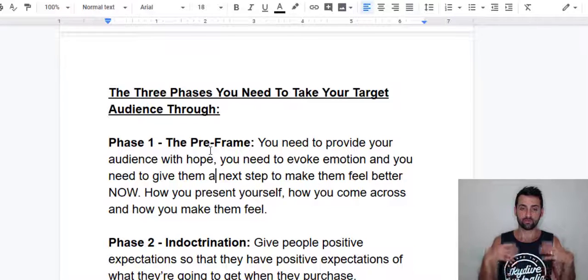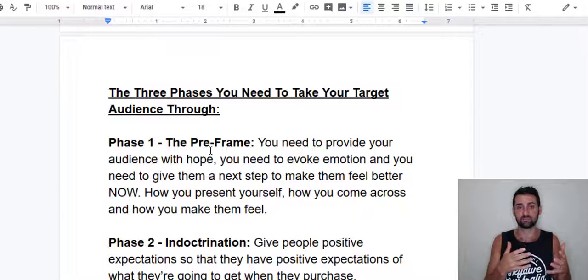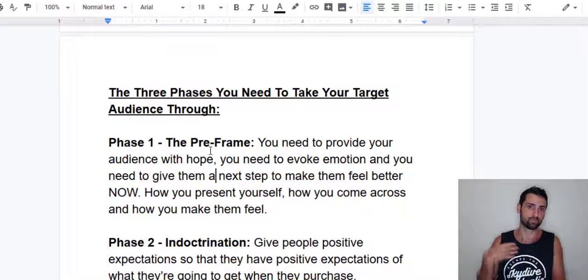So the first part is, when you're providing your content, you need to be giving your target audience hope. You need to be evoking emotion, and with all of your content, you need to give them a next step so that they can feel better now. So you're providing them with hope, giving them belief that what they're trying to achieve, they actually can achieve it.